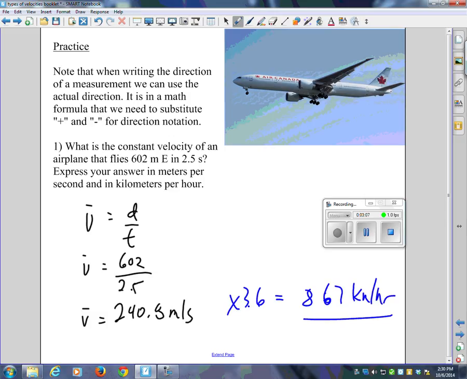How many people have heard the expression significant figures or sig figs? What do you think of them, Kyle? Hang on, let me just turn this off so you can speak. In other words, as long as I see the work, and you have 866.4 and I got 867, we're good. Show me your work and we're good.